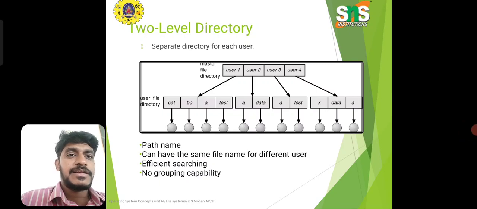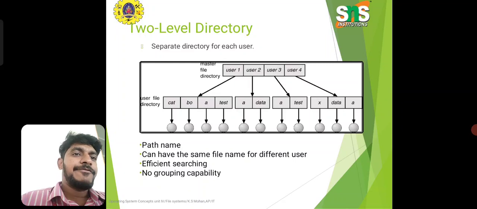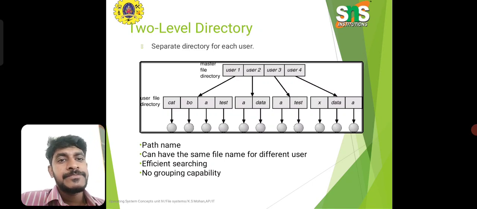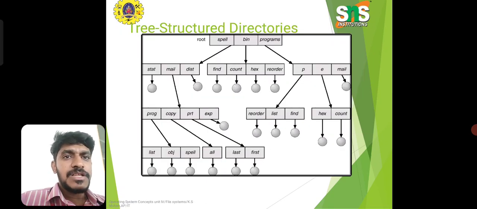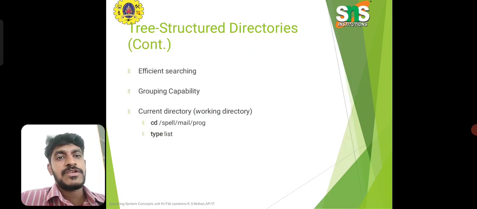In the two level directory structure we have the user file directory and the master file directory. From the master file directory different users will access, and the particular content of files will be split in the user file directory. So the path name can have the same file name for different users, with efficient searching but no grouping capability. Then tree structured directories are available, as in this picture, with efficient searching, grouping capability, and the concept of a current directory.